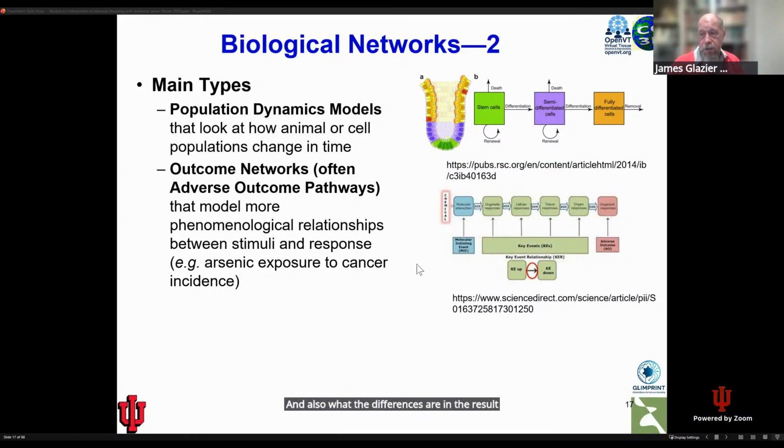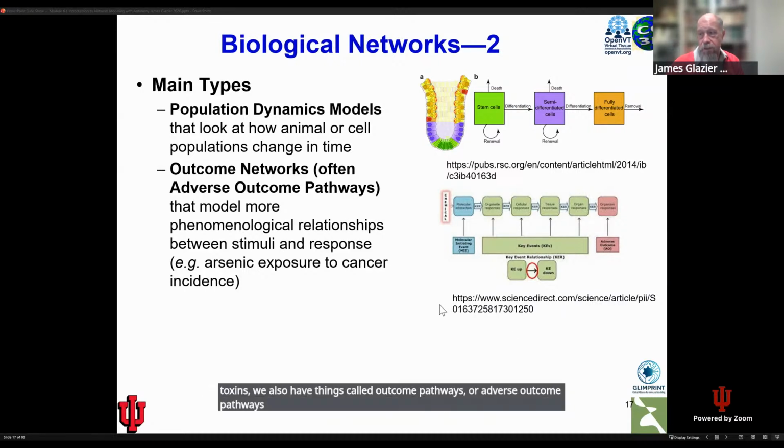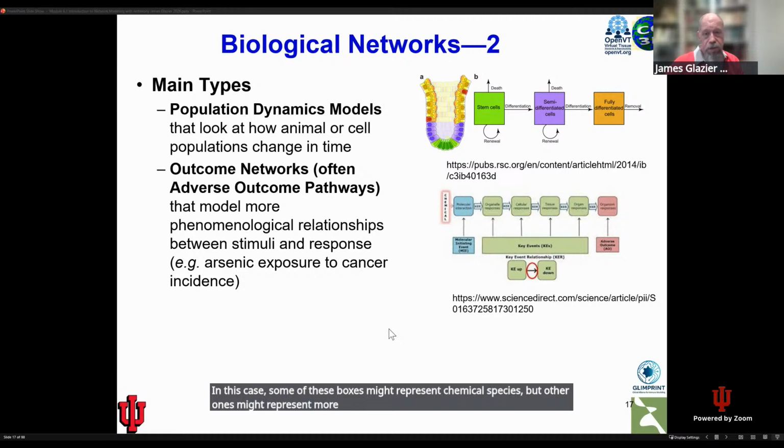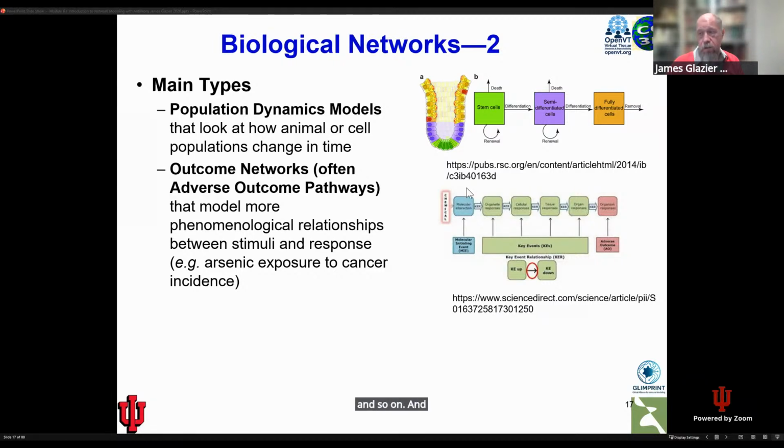In the context of drugs and toxins, we also have things called outcome pathways or adverse outcome pathways. In this case, some of these boxes might represent chemical species, but other ones might represent more abstract quantities like tissue damage, tissue health, and so on. And this is actually a whole field of its own.